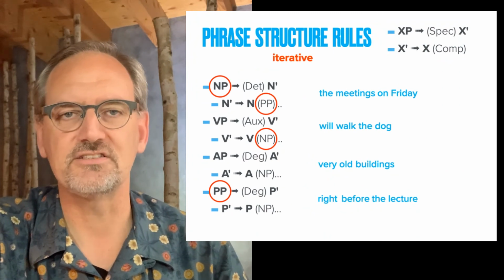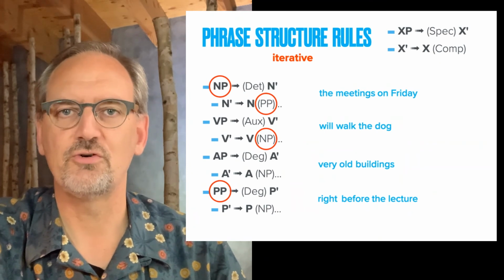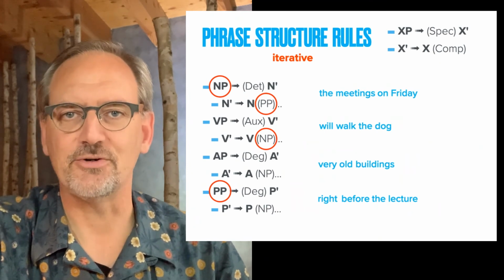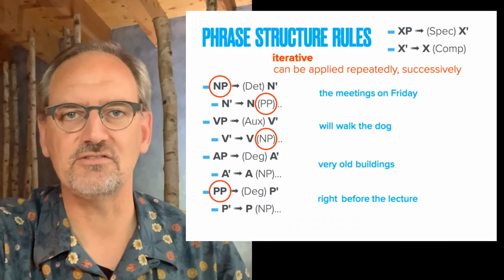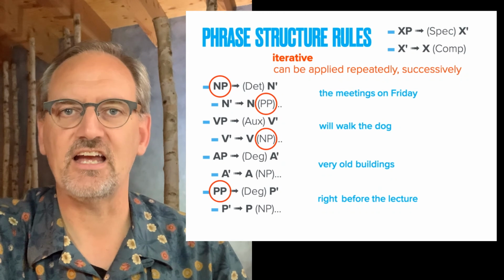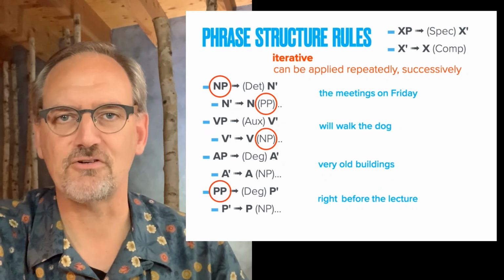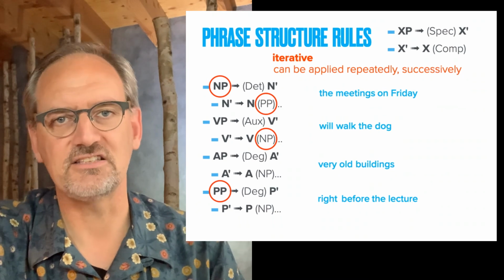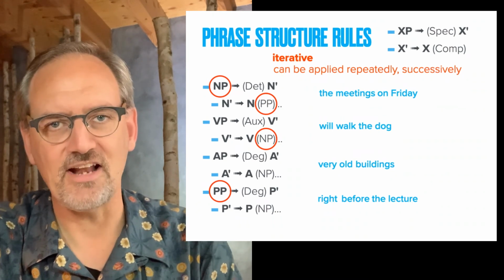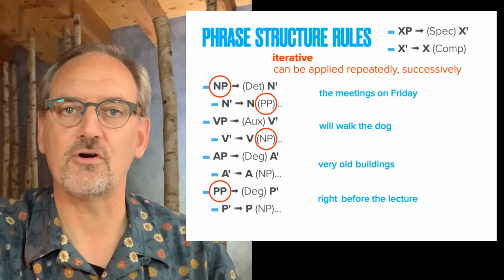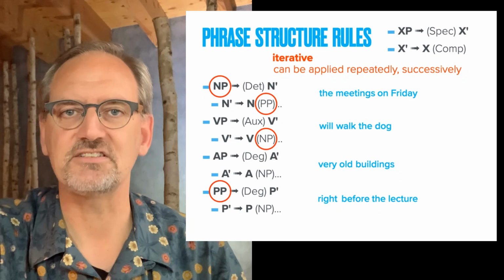And the property is known as iterative phrase structure rules. Phrase structure rules can iterate, which is to say they can be applied repeatedly or successively inside each of the other phrases. So a verb phrase containing a noun phrase, and the noun phrase containing a prepositional phrase, and the prepositional phrase containing another noun phrase, can make for rather complex meanings that we can express.